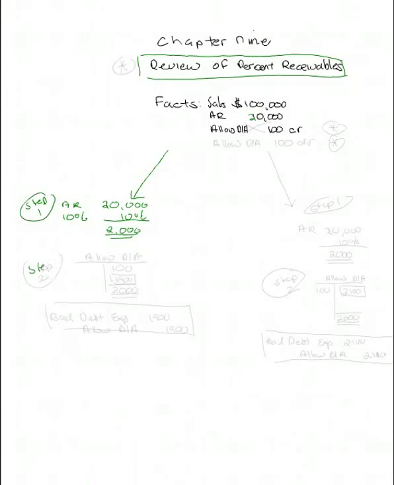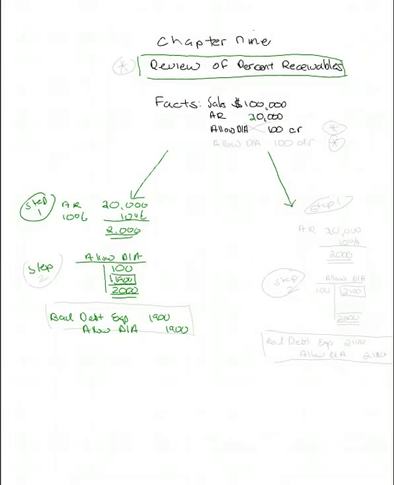Step two was to figure out where we were in the allowance account and make that happen. We had a $100 credit balance. We want to end up at $2,000. So our entry was $1,900. And the bad debt estimate at the end of the period adjusting entry would reflect that bad debt expense and allowance for doubtful accounts. The amount of the entry, $1,900, with the ending result leaving the allowance account where you would want it to be. Let's try another approach.